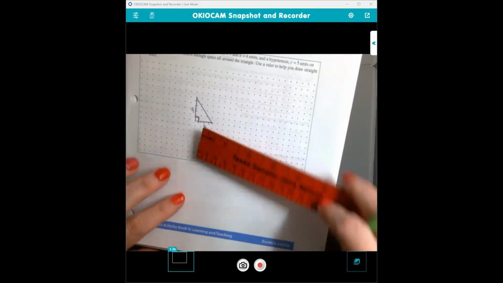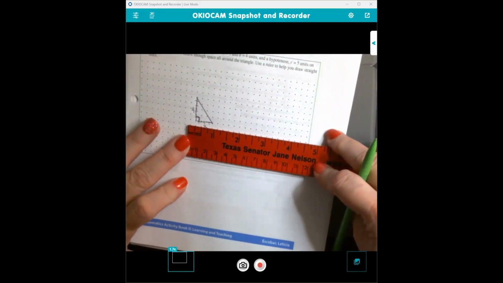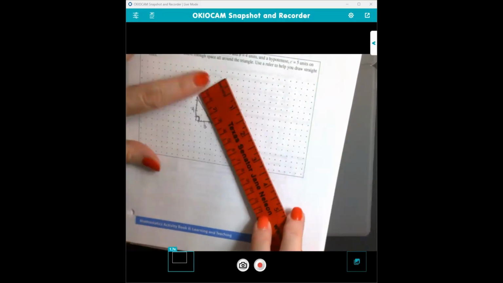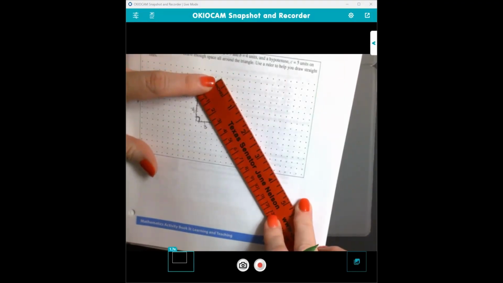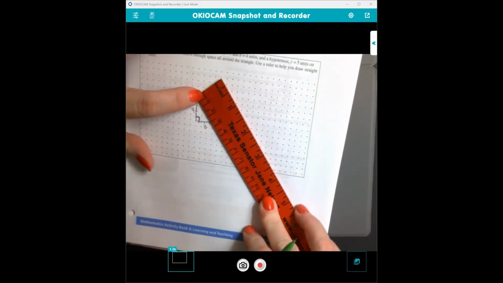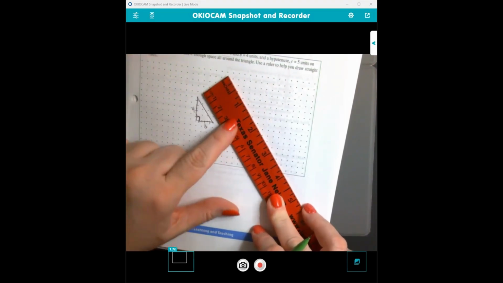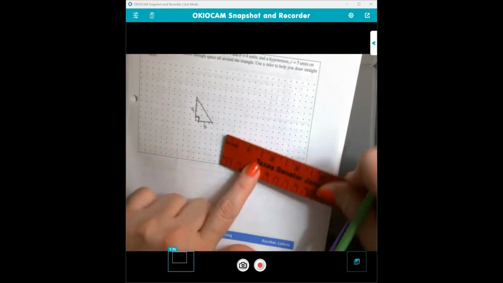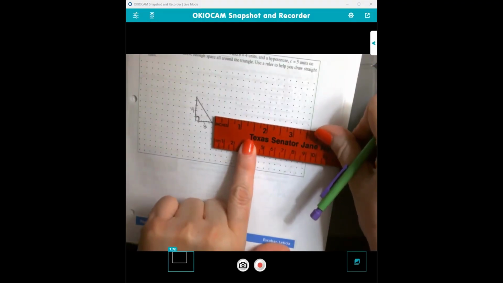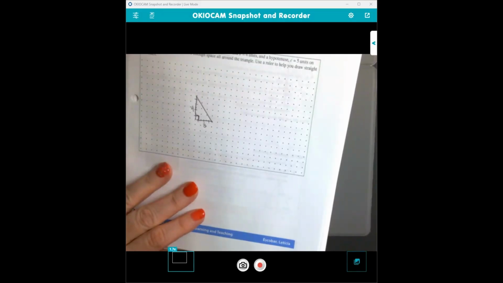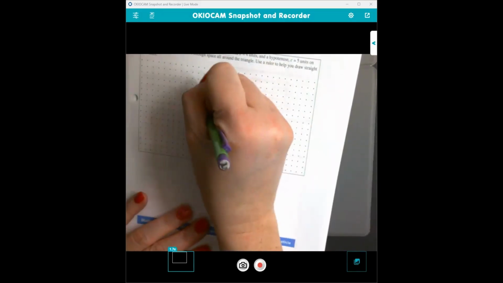Let me see. This is like half a centimeter. So we got 1, 2, 3, 4, 5. See, so that's right there, because each one of these is half a centimeter, not a whole full centimeter. Anyway, now we know that this is 5.